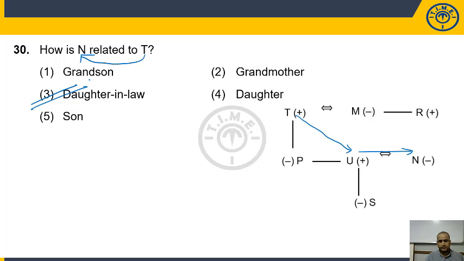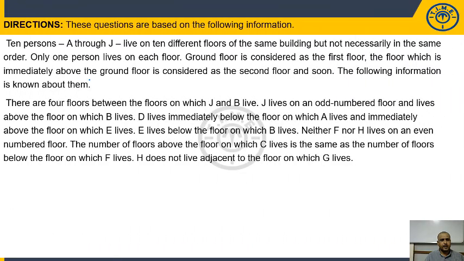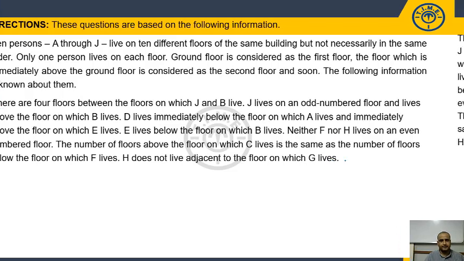Now let's move to the puzzle. Floor arrangement. 10 persons A through J live on 10 different floors of the same building, not necessarily in the same order. Only one person lives on each floor. Ground floor is considered as the first floor. The floor immediately above the ground floor is considered as the second floor, and so on. I'm not interested in reading the entire data. Let's move to the clues directly.